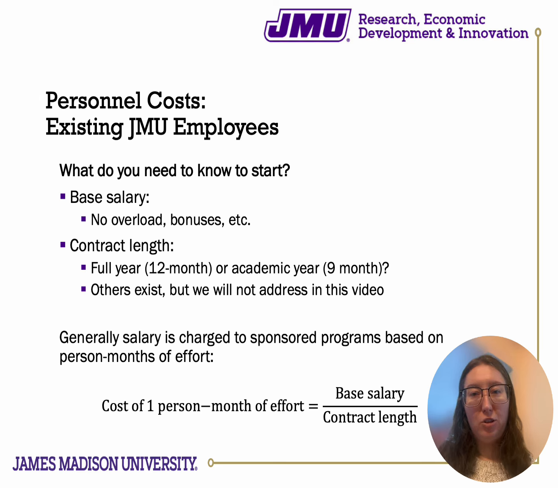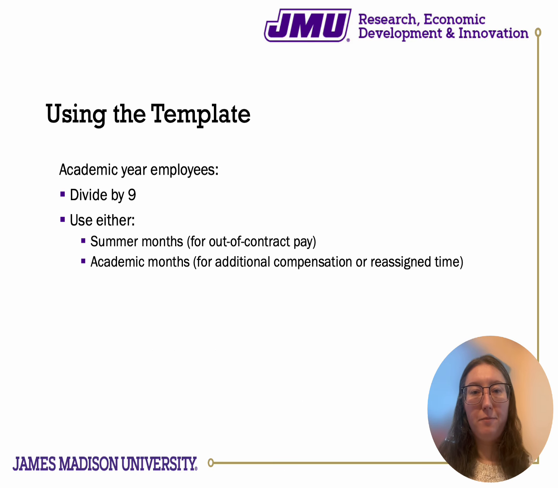By federal regulation, we have to divide the institutional base salary by the contract length to find the compensation rate for sponsored programs. Generally, we charge salary in person months. So, for example, if an academic year faculty member makes $90,000, then their rate is $90,000 divided by 9 months, which gives $10,000 per person month of effort. Occasionally, we will use hourly or weekly rates. If you need to do this, please speak to your grant specialist.